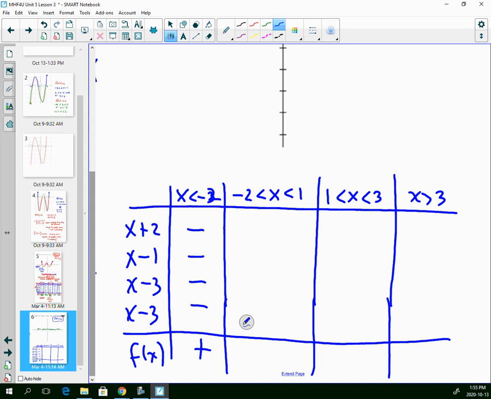Then I'll pick a number between -2 and 1. I'm just going to pick 0 because it's easy. So positive, negative, negative, negative gives me a negative result. I'll pick a number between 1 and 3, let's say 2. I want to pick the easiest number possible. Obviously, there are infinite numbers between 1 and 3, but 2 is a nice whole number. So I'll pick 2, which makes positive, positive, negative, negative, that's positive. And then I'll pick a number greater than 3, let's say 4. Positive, positive, positive, positive, positive.